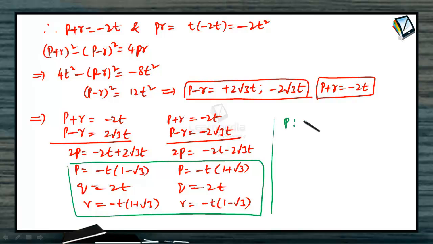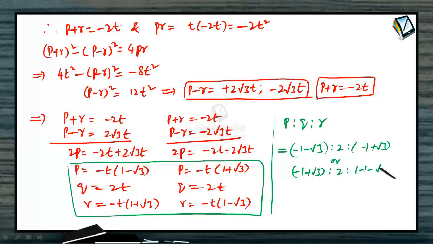So p is to q is to r can be minus 1 minus root 3 is to 2 is to minus 1 plus root 3, or minus 1 plus root 3 is to 2 is to minus 1 minus root 3. Finally we can write it combined: if you take the negative common, this becomes 1 plus root 3 is to minus 2 is to 1 minus root 3. So option D is going to be the correct option for this question.